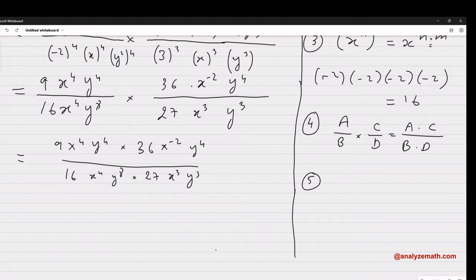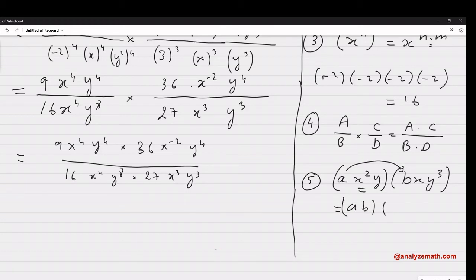The next rule I am going to use is multiplying monomials. Let's assume I have a monomial with a as a constant, for example x2y, multiplied by another monomial with constant b and xy3. This is an example; I'm explaining this rule by an example. You multiply the coefficients a and b, you multiply the variables with the same letter, x2 and x, and again the same letter, y and y3, and then you simplify.